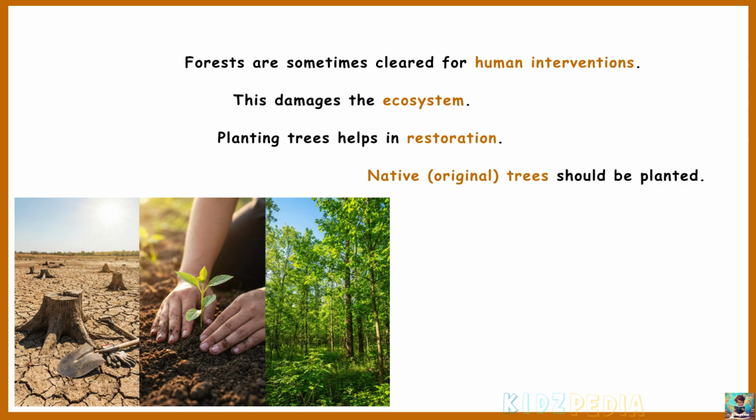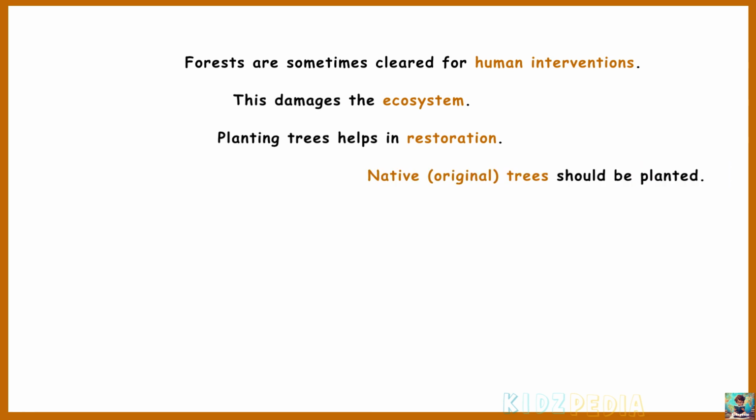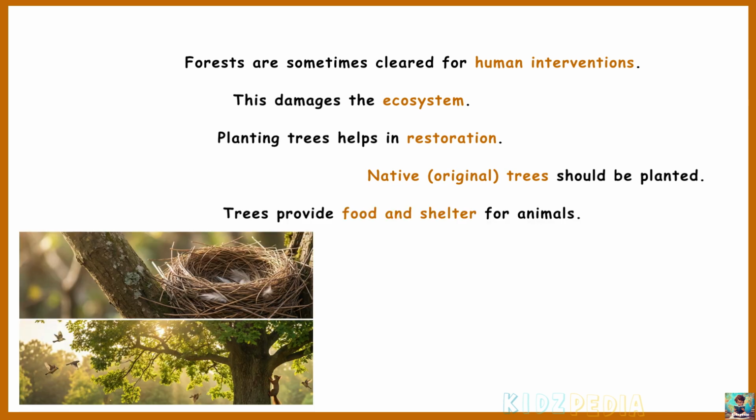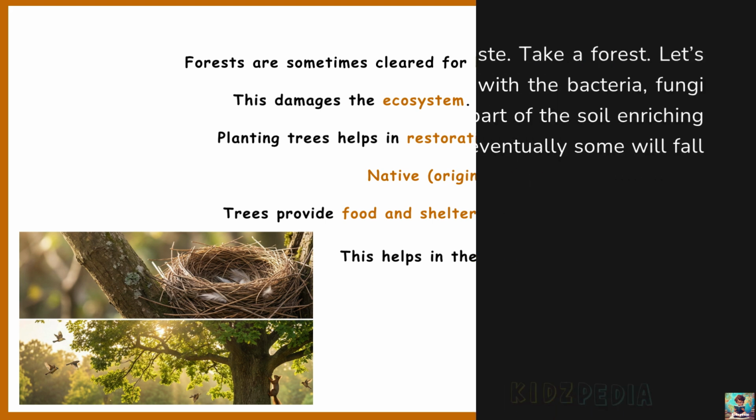So what happens then? The ecosystem starts to restore itself. Trees give food, trees provide shelter and animals like birds and squirrels return. Slowly, life comes back to that place. Planting native trees helps bring back balance in nature.